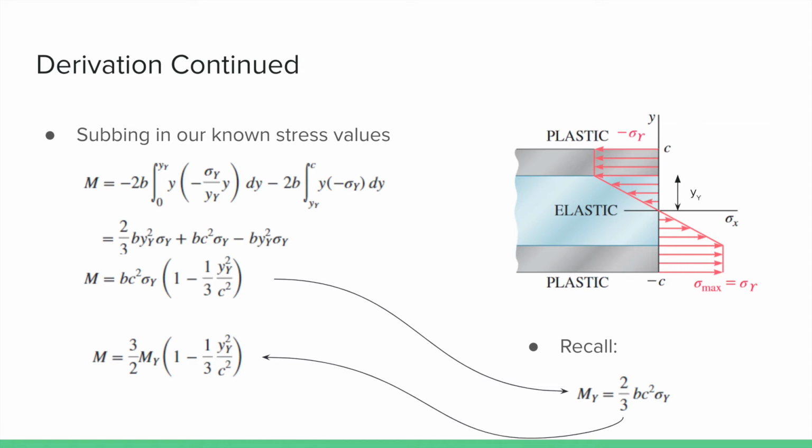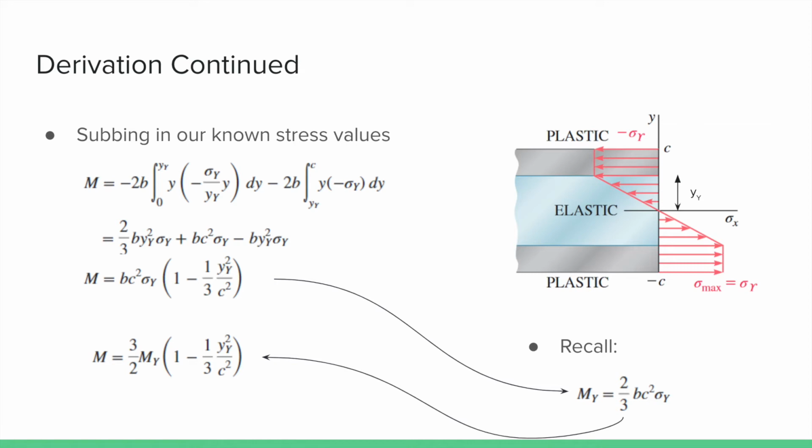And then we can sub in our known values for the normal stress at this location. So from 0 to yy, it's going to be our elastic formula, and from yy to c, it's going to be the plastic, which is just the yield stress. And then we get the moment is actually equal to these two terms multiplied together. And if you look at the first term, it looks very familiar.